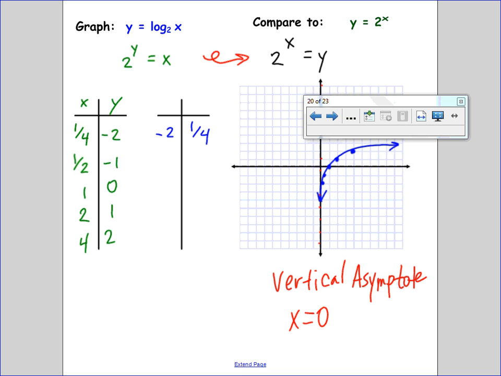1/2 comma negative 1 corresponds to negative 1 comma 1/2. Go ahead and complete the inverses. 0, 1, 1, 2, 2, 4.